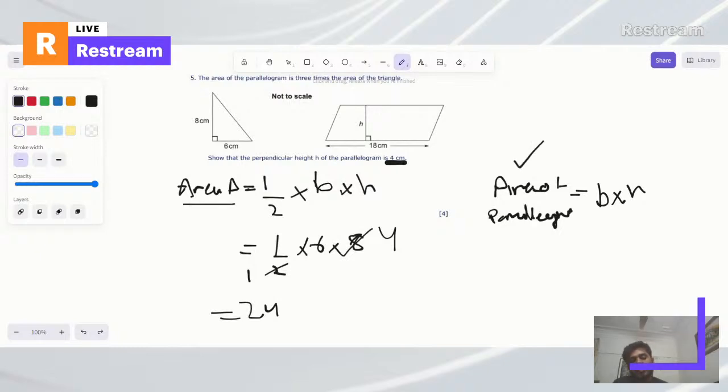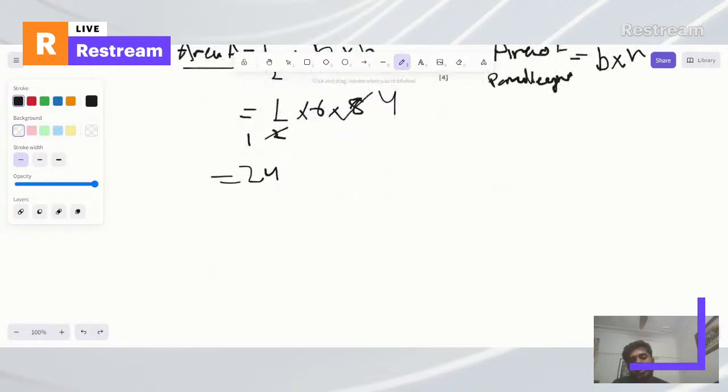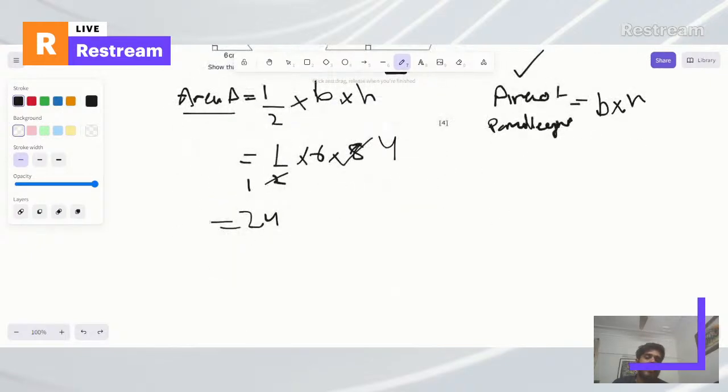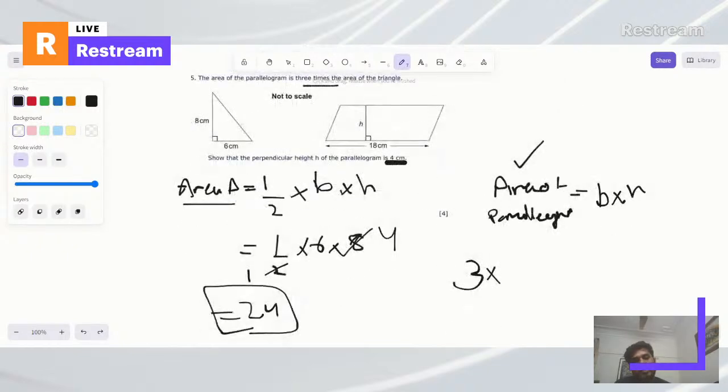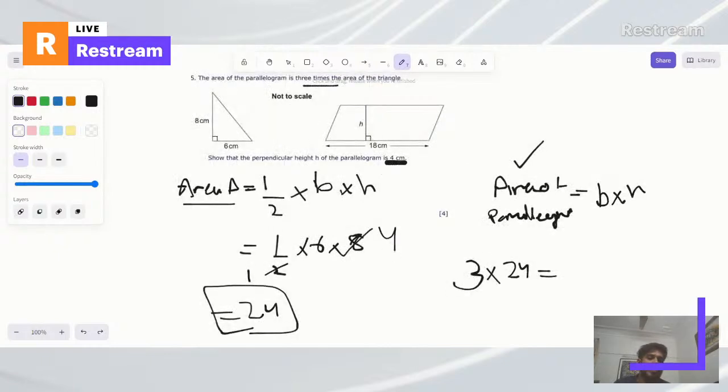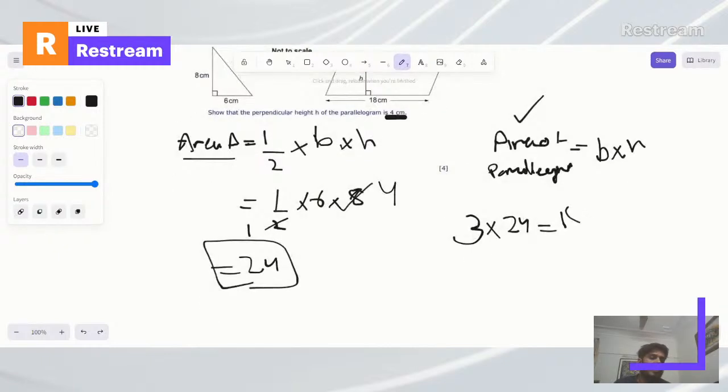We know the area of the parallelogram; we can find it out. How? It says that the area of the parallelogram is thrice the area of the triangle. So the area of the triangle is 24, right? So for the area of the parallelogram, we'll have to multiply it by 3. So 3 times the area of this triangle: 24 times 3 equals, what's the base? The base is 18, right? So now we need to find out the height.